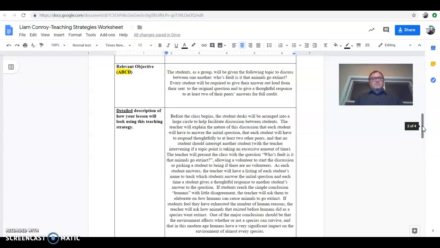Basically, the topic in this case would be whose fault is it that animals go extinct? So, thinking about it in terms of a discussion, it's a very open ended question. I would want every student to give their answer to this particular question, and much like our own responses to one another in our own discussion boards, that we could get a thoughtful response from at least two of their peers' answers for full credit for this particular type of assignment, to help encourage discussion between them.